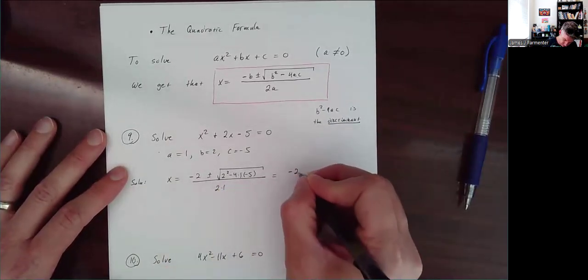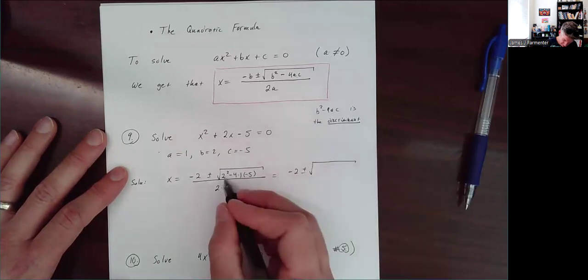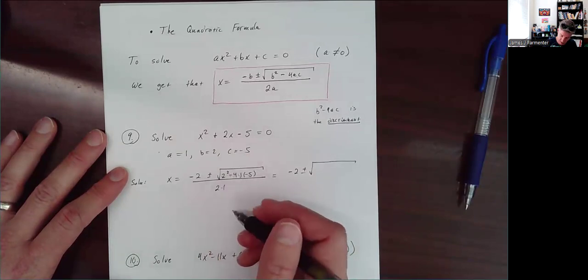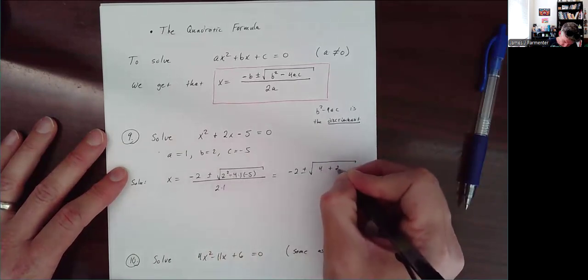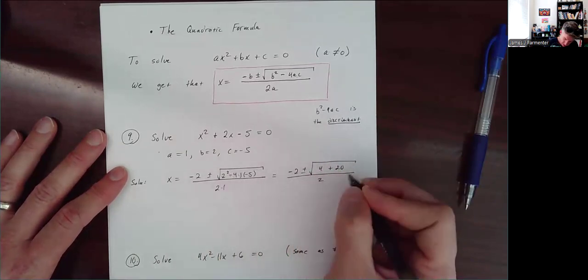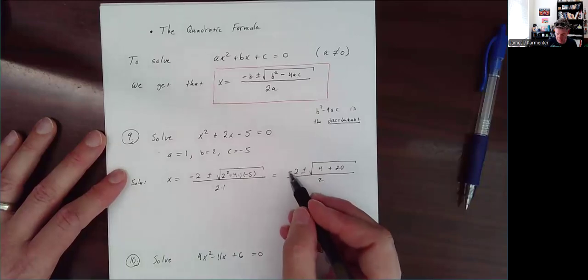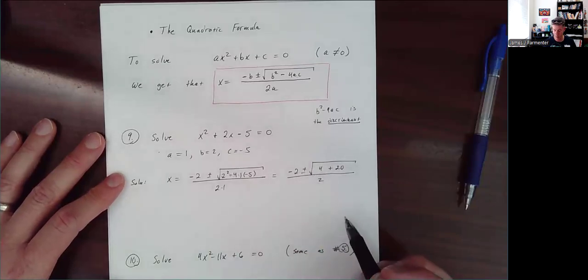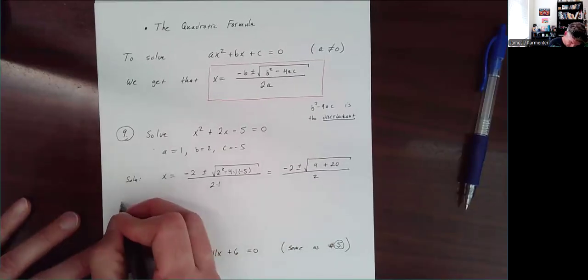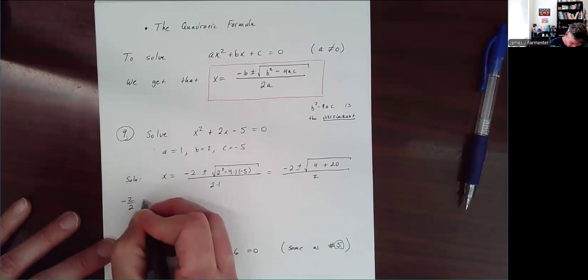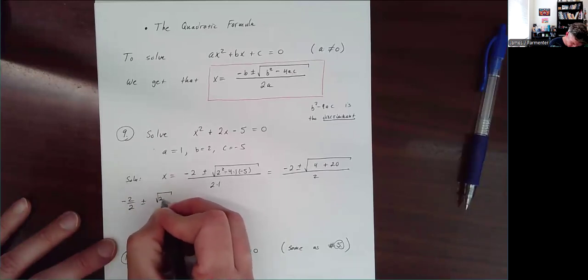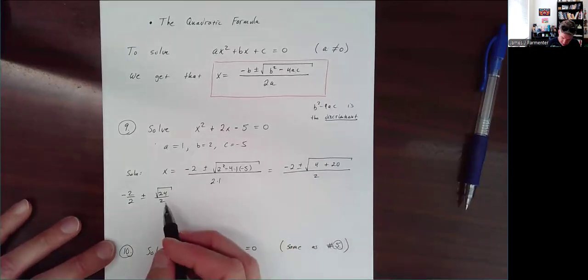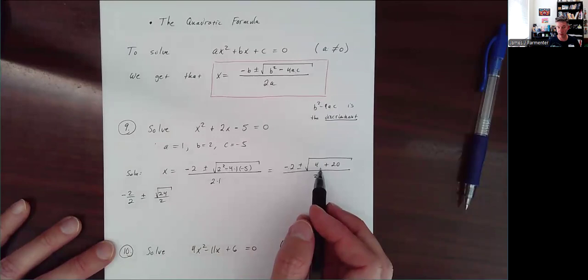It's going to be negative 2 plus or minus the square root of 4 minus 4 times 1 times minus 5, which is positive 20. So we have 4 plus 20 all over 2. The negative 2 divided by 2 is negative 1, but we can't do the division yet because each part in the numerator has to get divided by 2. So if you wanted to, you could break it up as negative 2 divided by 2 plus or minus the square root of 24 divided by 2. I usually don't like to do that, but it's totally fine. But make sure that each part in the numerator is getting divided by the 2.